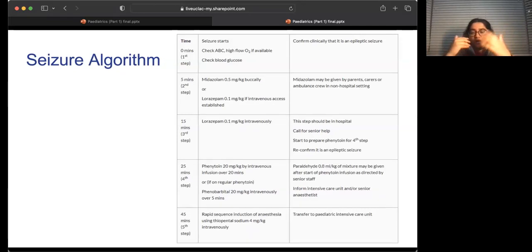And then depending on where you are, if you're not in hospital, you can give buccal midazolam. If you are in hospital, you can give IV lorazepam. And then if that doesn't work, you can give another bolus of IV lorazepam. And if that doesn't work, you can give phenytoin, but I think hospitals' guidelines are slightly changing to prefer Keppra over phenytoin. And then if none of these drugs have worked, then you would consider inducing, but that's obviously very severe.